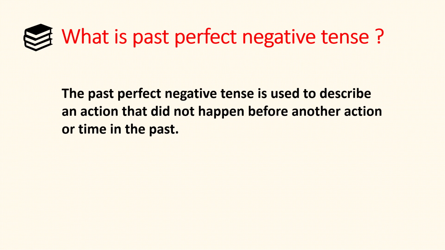Now, what is past perfect negative tense? The past perfect negative tense is used to describe an action that did not happen before another action took place. That means the first action did not take place before the other action took place. Okay, so there is also a sequence of the events, but in this case, in the past perfect negative tense, the first action did not take place before the other action took place. Okay.